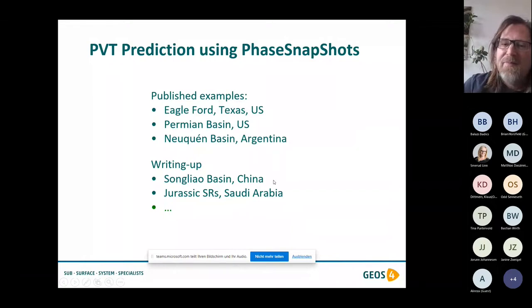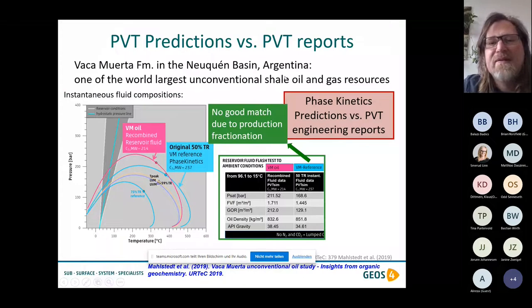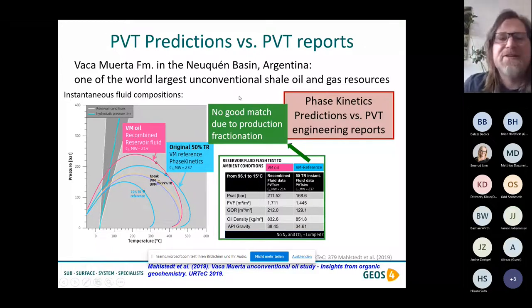What I can already say is that those phase snapshots still have to be tuned, and I want to demonstrate that here using the Vaca Muerta formation in the Neuquén Basin, Argentina, clearly one of the world's largest unconventional shale oil and gas resources. So they have to be tuned because there is still a fractionation effect upon production, making the produced fluids much gas richer.